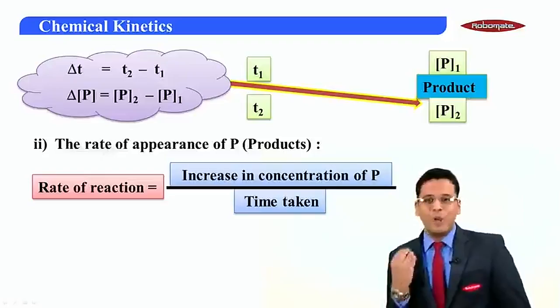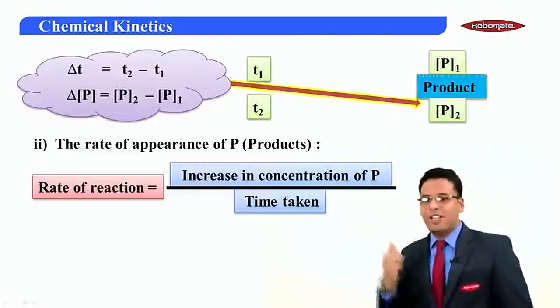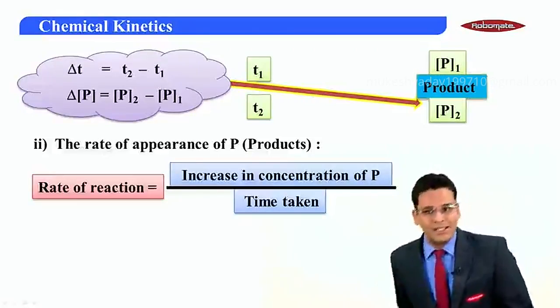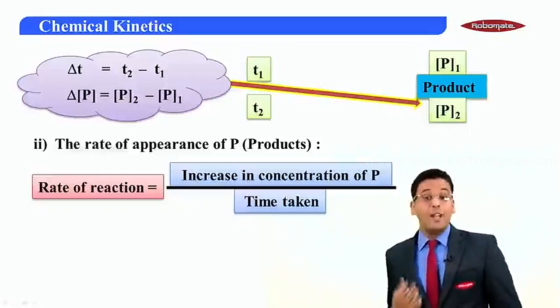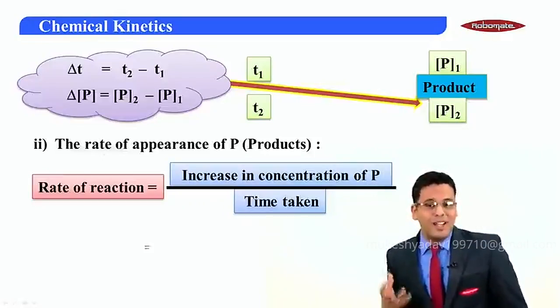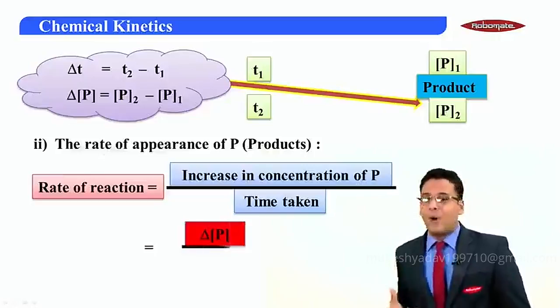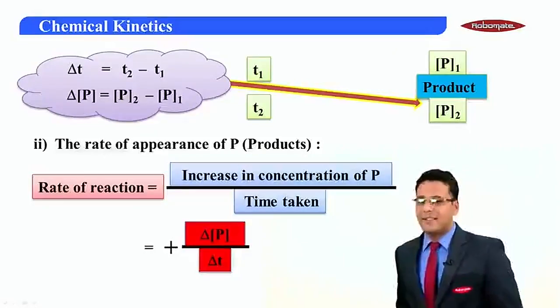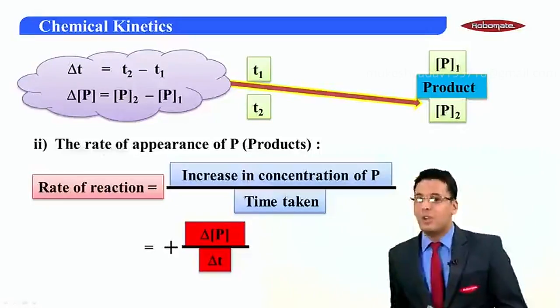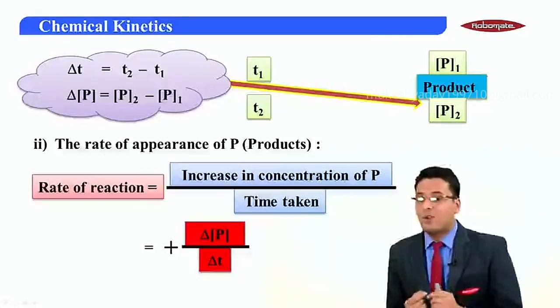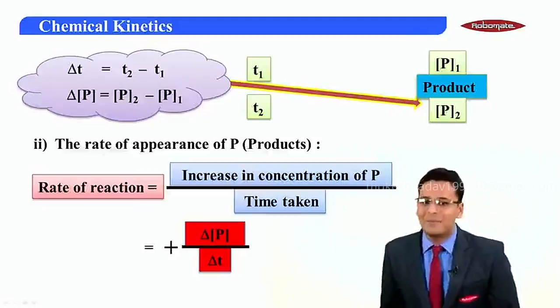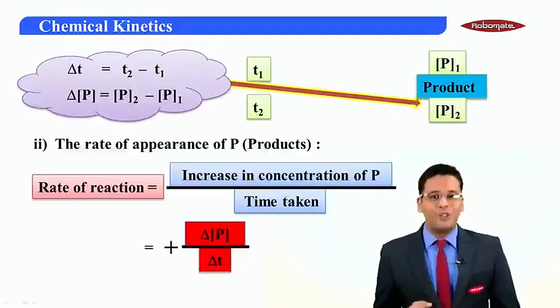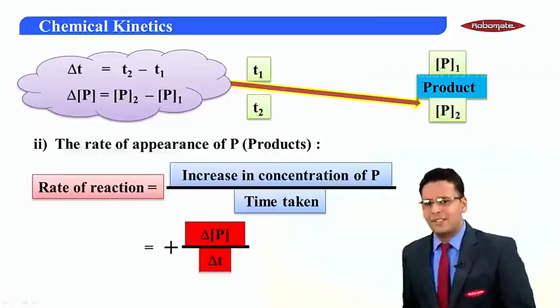So applying the same logic, I will substitute these two values in the formula right here, and I will get the rate of reaction is nothing but delta P upon delta T. Notice the positive sign here because the products will increase with time. So that's how you represent a rate of reaction.